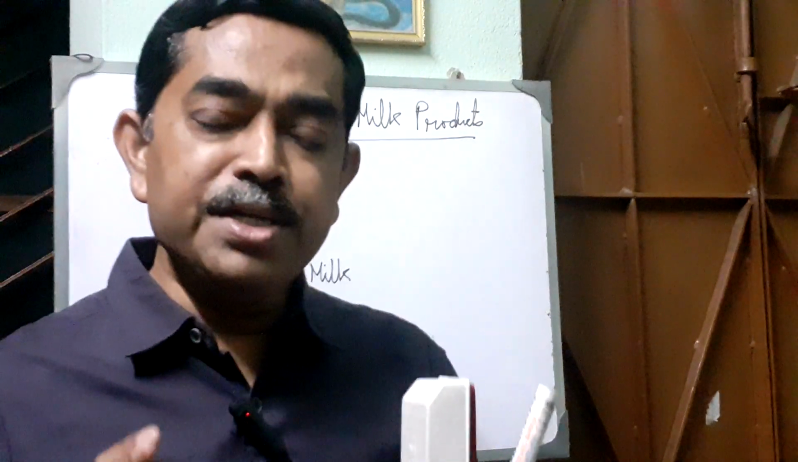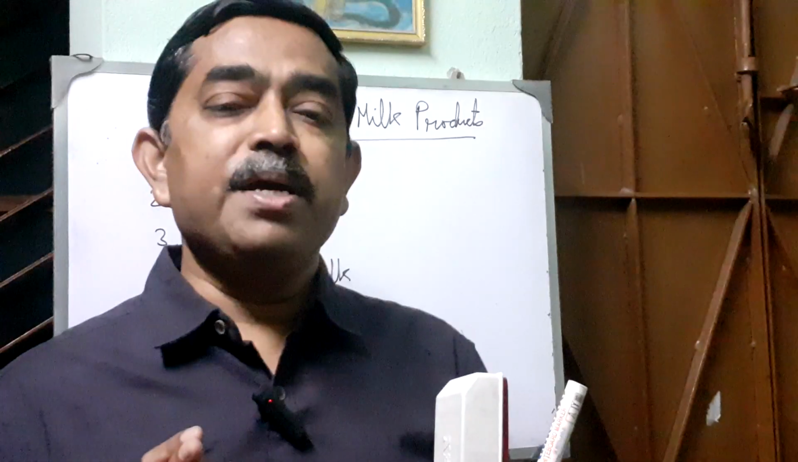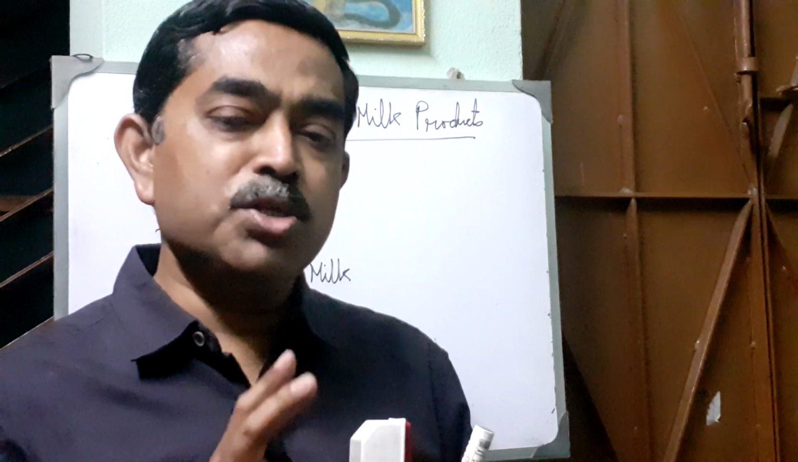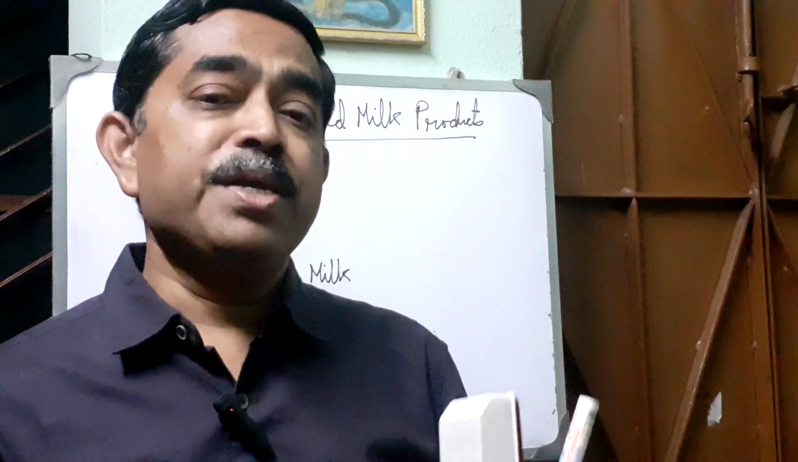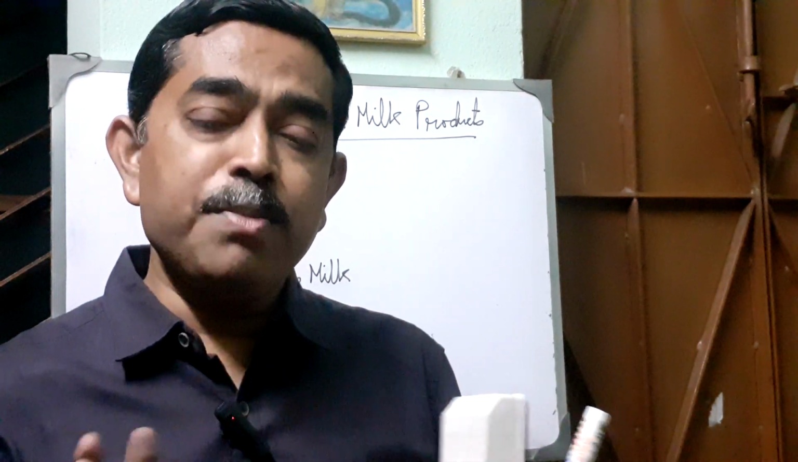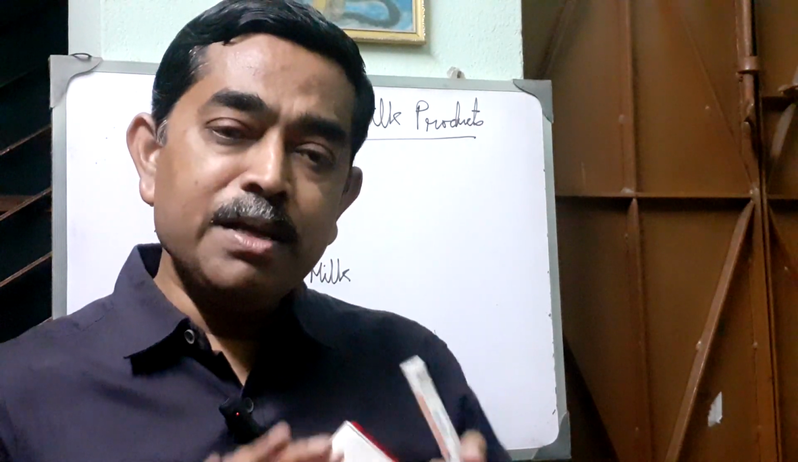And the second one is yogurt. In yogurt, a very interesting thing happens because there are two types of bacteria: one is the cocci or spherical-shaped Streptococcus thermophilus, and the other is the rod-shaped Lactobacillus delbrueckii subspecies bulgaricus. These two types of bacteria are used in a proportion of 1:1, and they live in the yogurt environment in a symbiotic relation, meaning they are helping each other.